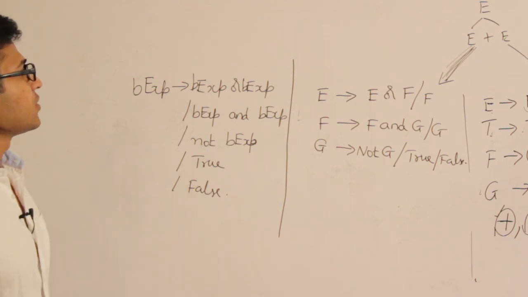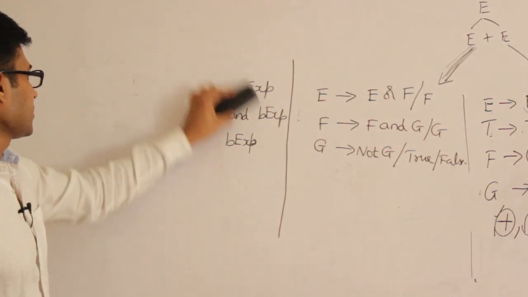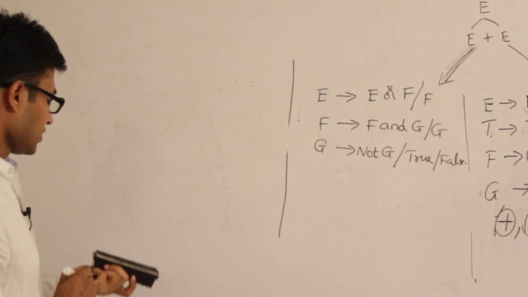So let's see one more ambiguous grammar, and then try to convert it to an unambiguous grammar. So the grammar is, we have just seen this.